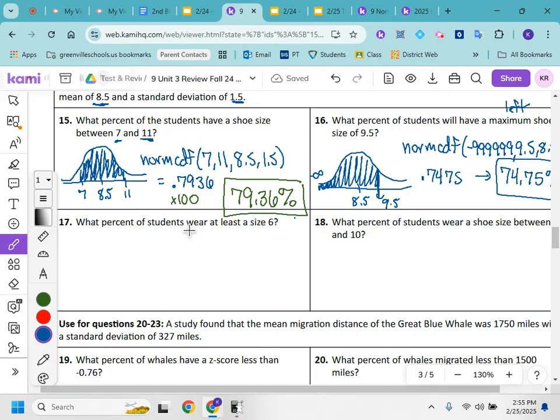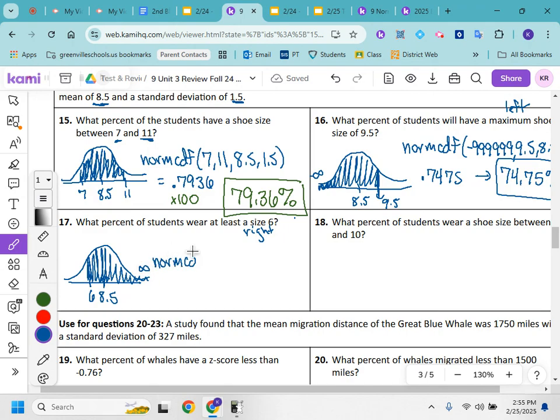What percent of students wear at least a size 6? At least is to the right. That's 6 or higher. The middle is 8.5. The middle is the mean, that's how I know. 6 is on the left, at least, so a 6 or bigger. So we're trying to go to positive infinity this time.